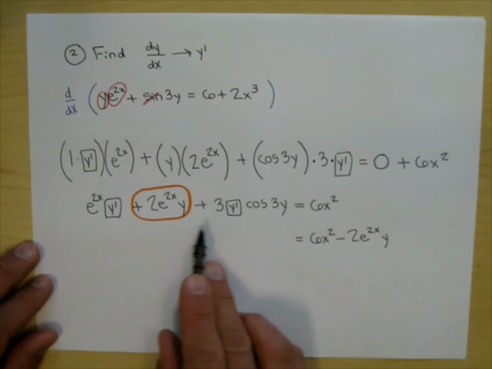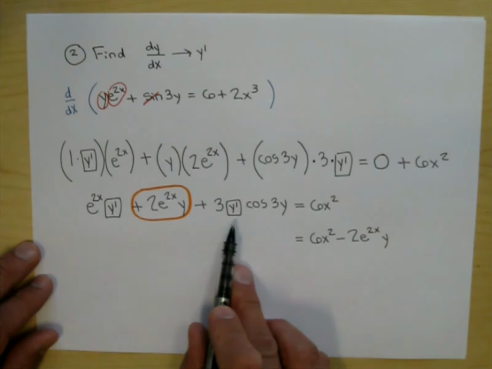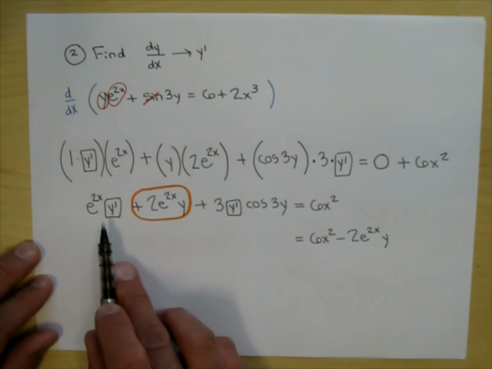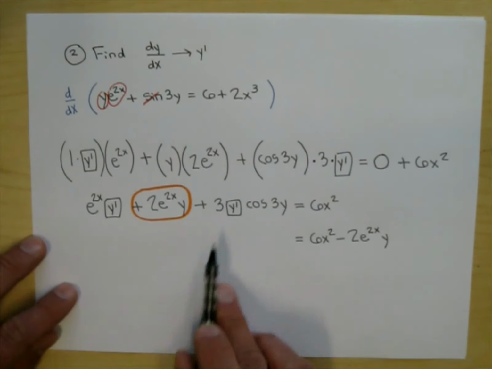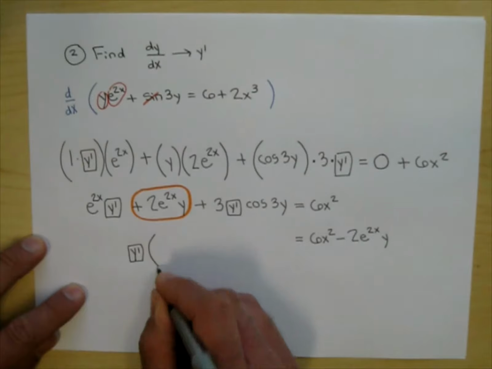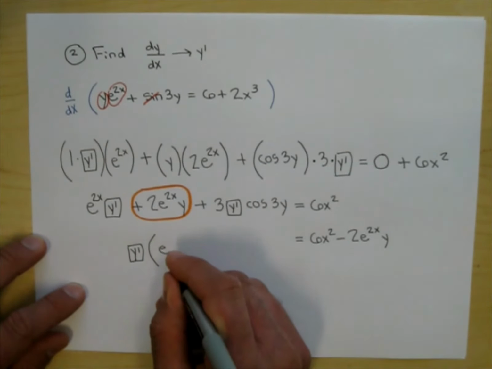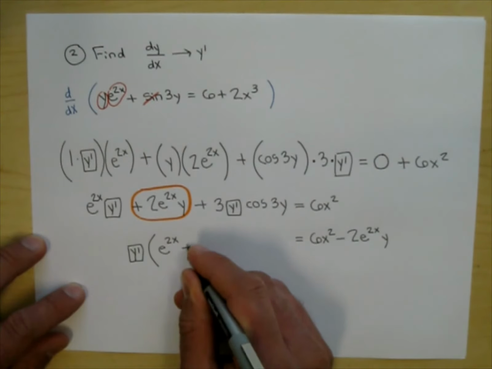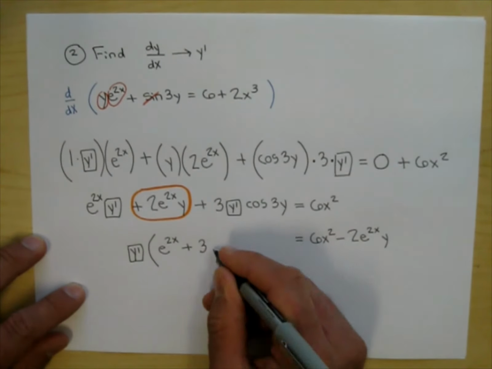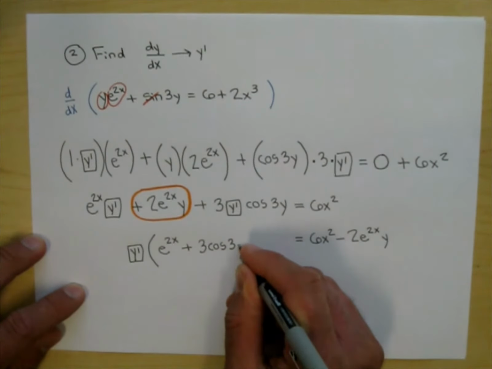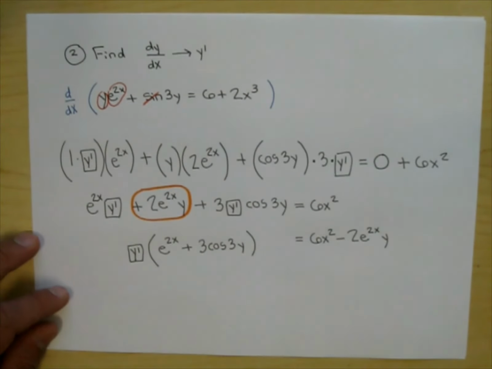And on the left-hand side, I'm going to do what I did in the last problem. I just see two terms now. I'm ignoring the orange thing because it's over here. I'm going to factor out the y prime. And so I have e to the 2x plus 3 cosine 3y.